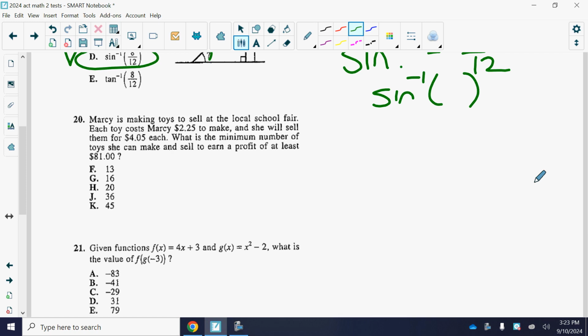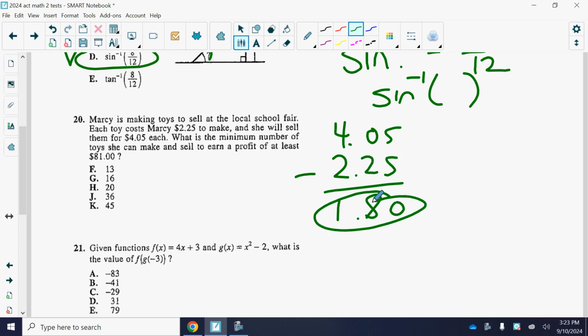So she's going to make it for 225 and sell it for 405. Thank goodness. That means she'll make a profit of the subtraction, huh? So what's that, $1.80? So how many will she need to sell to make a profit of $81? So it's 81 divided by the profit she makes each time. So it's 81 divided by 180. I get 45, answer K.